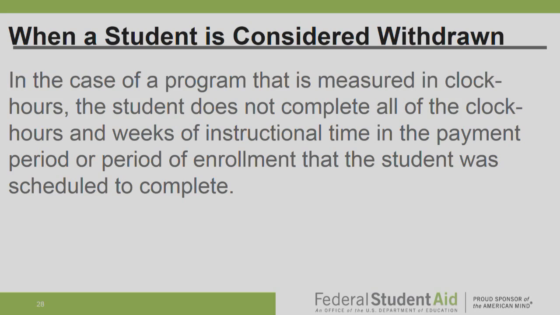Since I kicked out all the clock hour schools, all right, maybe some of you do a combination thereof, so let's talk about it anyway, okay? In the case of clock hours, really simple. I have a payment period, and the student does not complete all the clock hours and weeks within that payment period or period of enrollment. You're allowed to do that as well. Then, of course, the student is withdrawn. Okay, and they haven't earned all the aid that was dispersed for that payment period. Okay, so that's a withdrawal. We need to calculate a return for that.